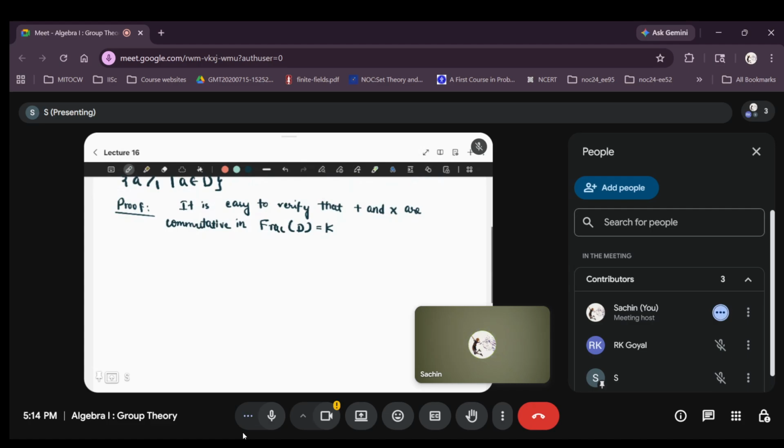Then from the definition, we already know that addition and multiplication are closed. And what else is left to show that it is a field? I have to show the identity elements, but that is simple.